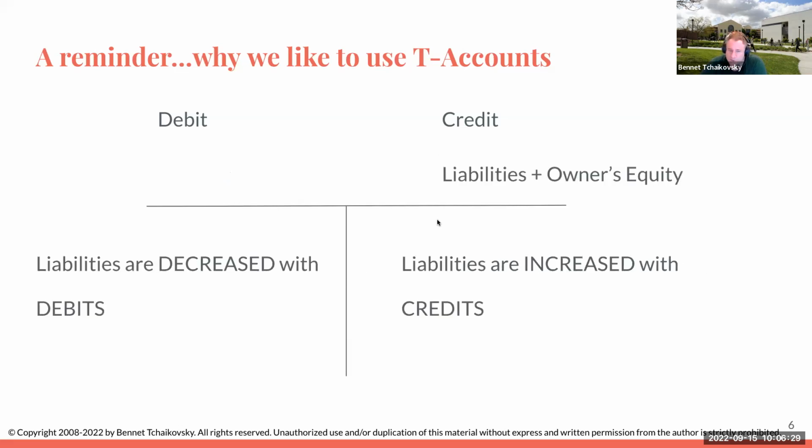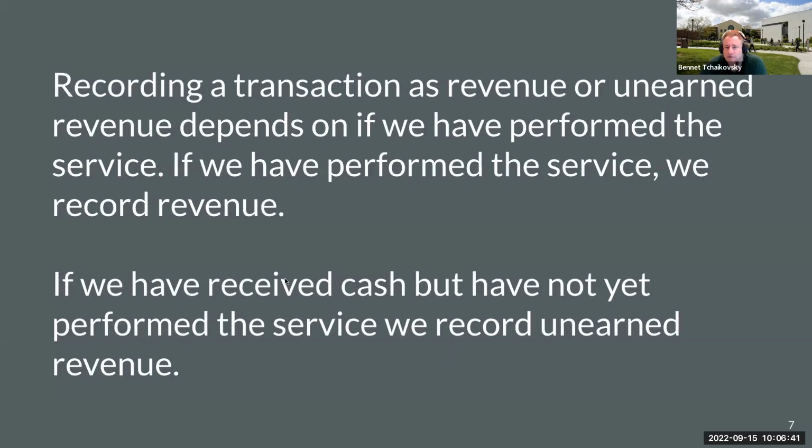For unearned revenues, which are liabilities, liabilities are going to be increased with credits, and then they're going to be decreased with debits. Now, in terms of when we are recording a transaction as revenue or unearned revenue, this depends upon whether or not we have performed the service. If we have performed the service, we are going to go ahead and record revenue.